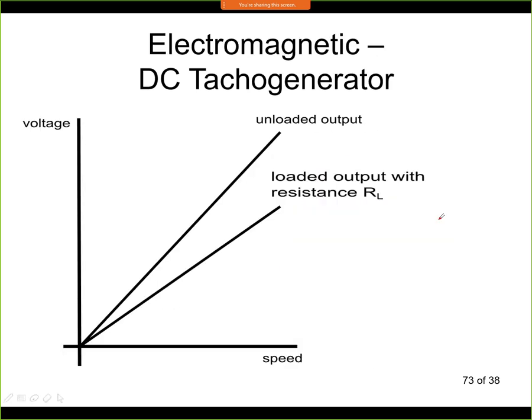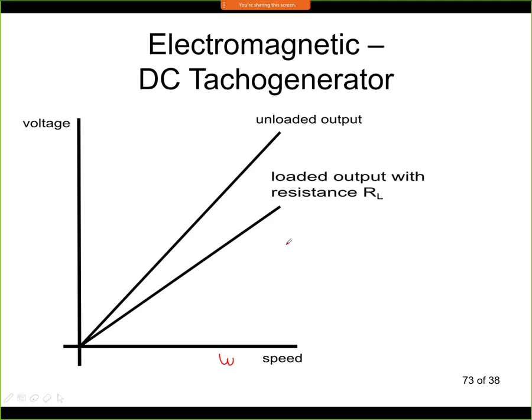Now typically the steady state characteristic looks like this. Here we see the speed. This is my angular speed omega, or it could be RPM, it doesn't matter. And the output voltage is dependent on the speed. Now we've seen the equation. This is a linear equation. It starts from 0, and then we have a linear response.